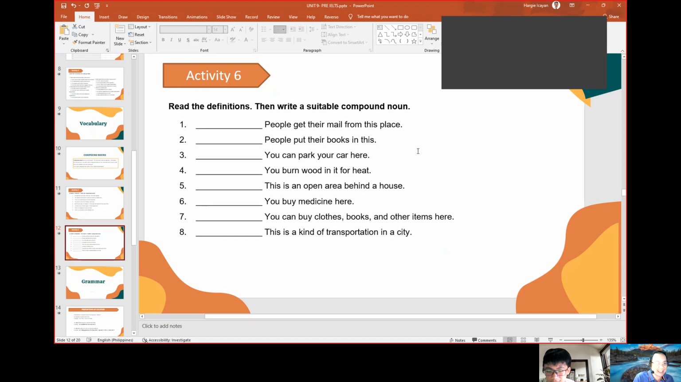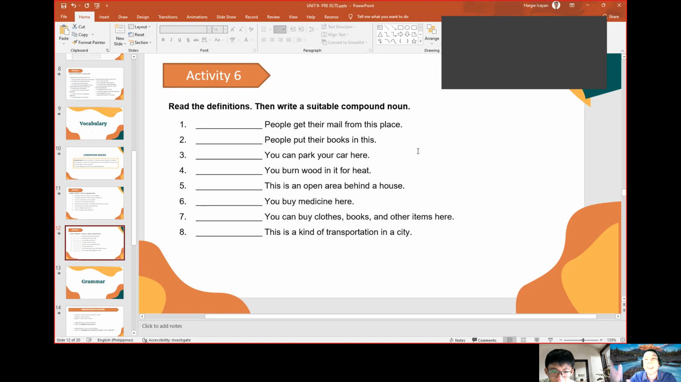Okay. Next, number 6. You can buy medicine here. So you can buy medicine here. It's a drugstore. Very good. Number 7. You can buy clothes, books, and other items here. So it was store, shop? No. You can buy clothes. You can buy books and other items there.